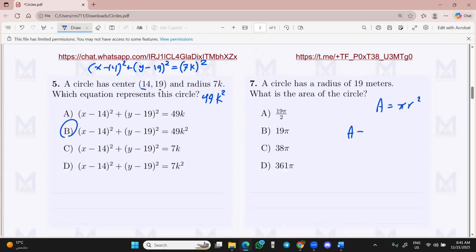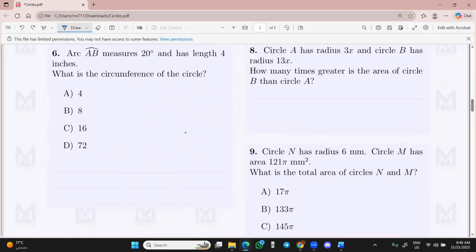So we write the area as pi, and then r. What is r? The radius, 19. But we need to write the square here. So area is equal to pi times 19 squared. When you write 19 squared on the calculator, you get 361, or 361 pi. Letter D.